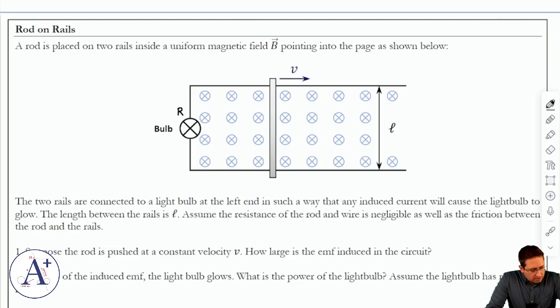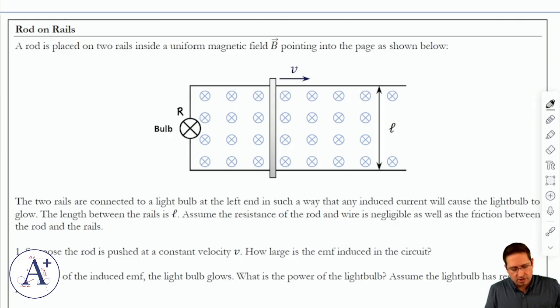Okay, so let's talk through what happens, from a conceptual level first, so that we agree on what happens, and then we'll go through the questions of finding the induced EMF and the power dissipated by the light bulb and so forth, because this is such a classic problem that it's not even funny. I mean, there are so many variations of the rod on rails problem that you being able to solve them depends upon you understanding this problem and how we set it up and how we solved it.